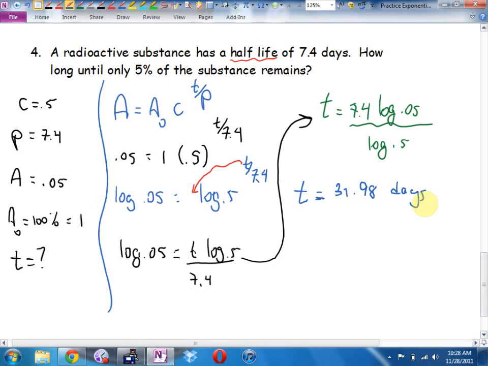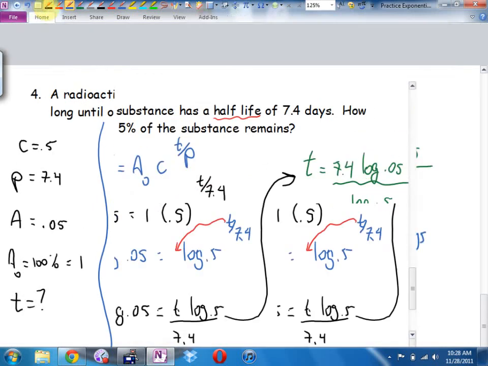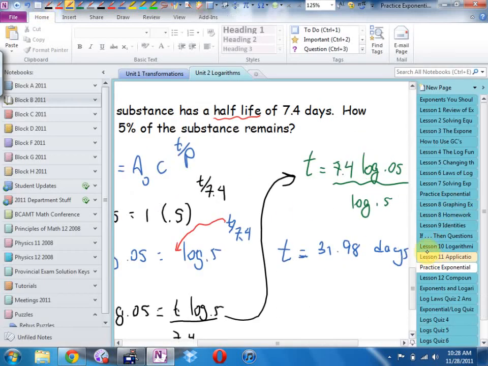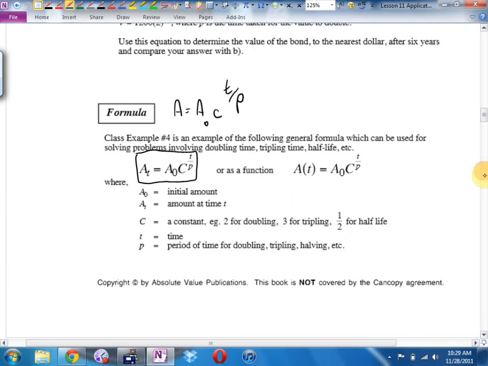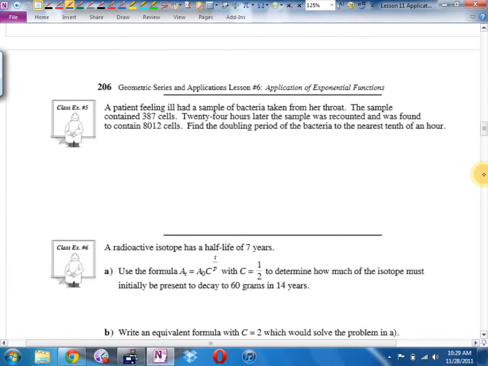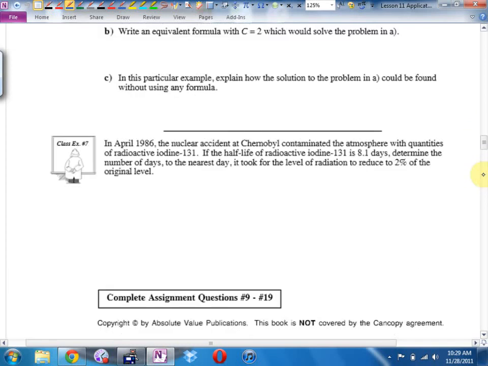Now, we're talking about radioactive iodine from Chernobyl. In page 206, example 7, it's talking about radioactive iodine 131. That 131 is not a mass or anything like that. It's the atomic number, like uranium-236, but you're not going to use that in the actual question step.